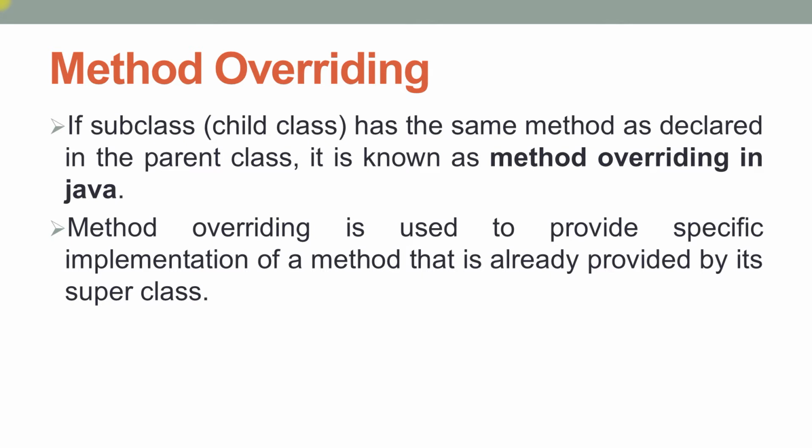Method overriding is used to provide a specific implementation of a method that is already provided by its superclass. A parent class has already given the function definition. Here the function is being redefined. Function redefining means the function name is the same, the parameters are also the same, and only the function definition changes. So this is method overriding.